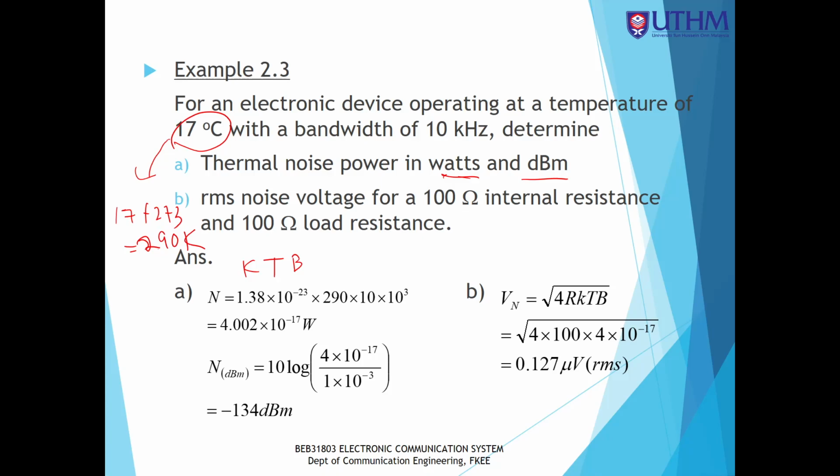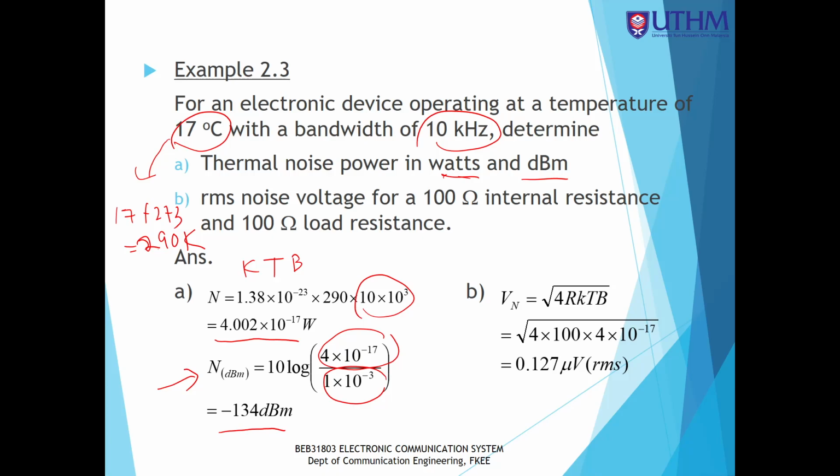Multiplied by the bandwidth. The bandwidth here is 10 kilohertz, so you multiply it by 10 kilo. So you get 4.002 times 10 to the power of minus 17 watt. And then convert into dBm: 10 log of the power divided by the reference value 1 milli, because we want to convert into dBm. So we get negative 134 dBm.